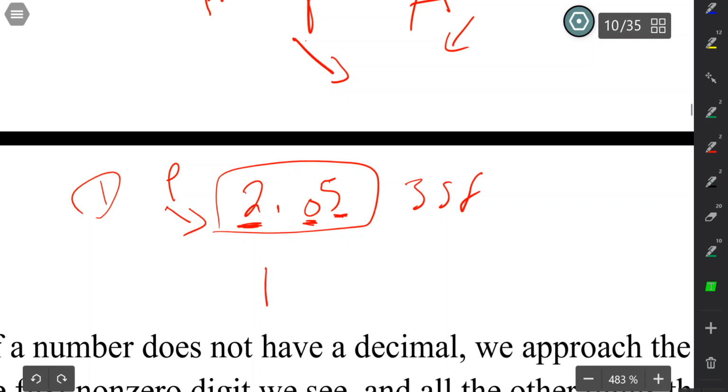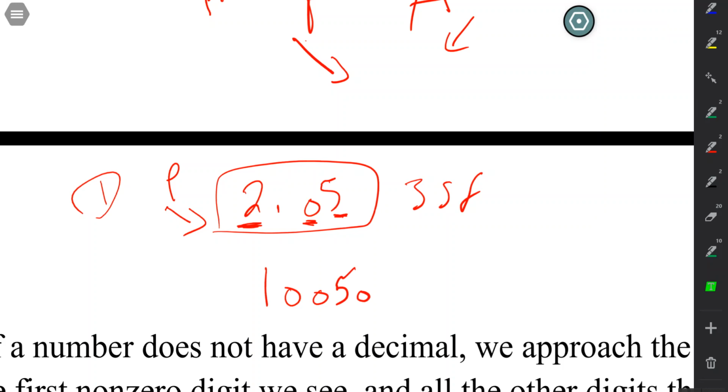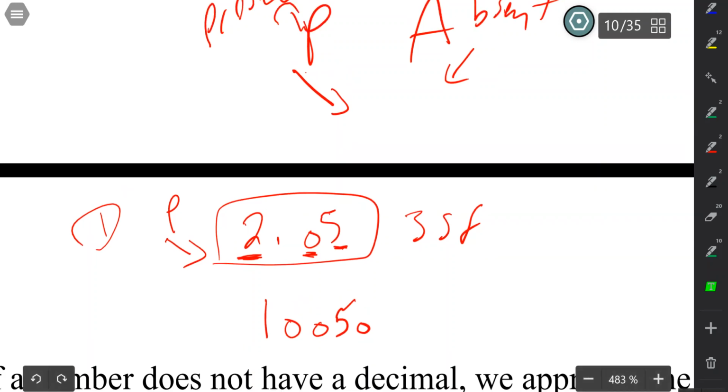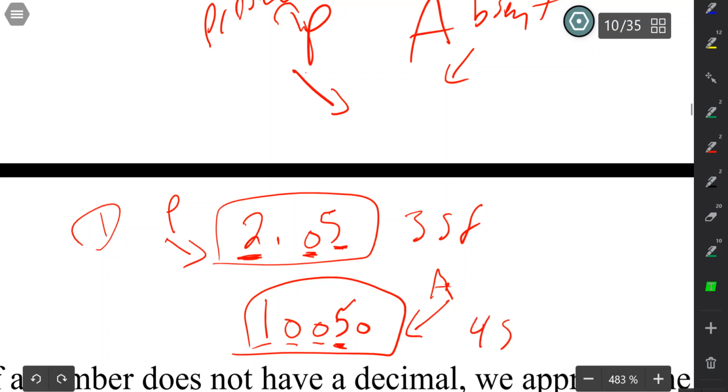Let's assume now you have a number that doesn't have a decimal. Let's say, for example, 10050. In this case, there's no decimal here, so the decimal is absent. According to the PA rule, I will approach this number from the right side. I will do the same exact thing. Underline the first non-zero number that you see. So I'm not going to underline this 0, I'm going to underline this 5. I underline the first non-zero number, and I underline all the other numbers that follow. So in this case, this number has 4 significant figures.